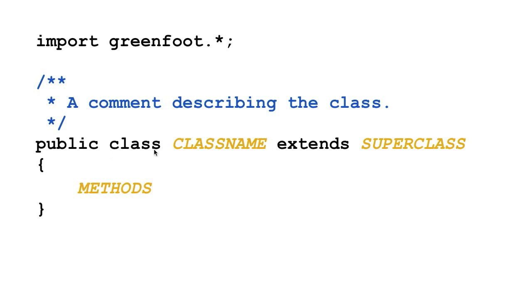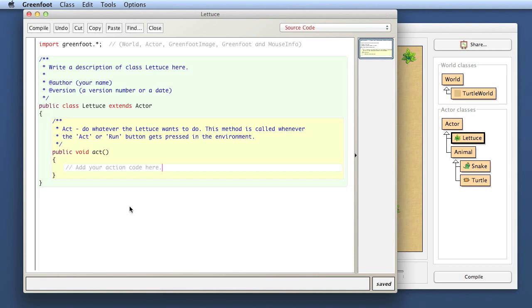Then there's the word class, that is fixed. Then we have a name for the class, and extends superclass is a definition that says what the superclass of our class is. Then there's a pair of curly brackets, and in between those curly brackets are the methods. We can look at that in our example. This is what it looks like in the Lattice class.